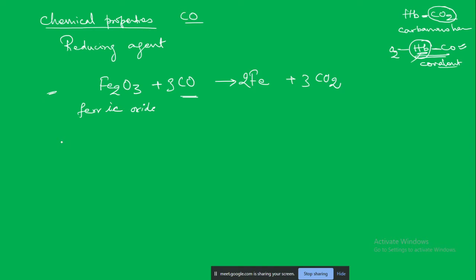So similarly other metals are also there, like lead oxide. Lead oxide has a lot of application in the paint industry. Zinc oxide is also used a lot in paint, toothpaste, so many things. Lead oxide also, if you react it with carbon monoxide, you should get the metal, it should reduce.